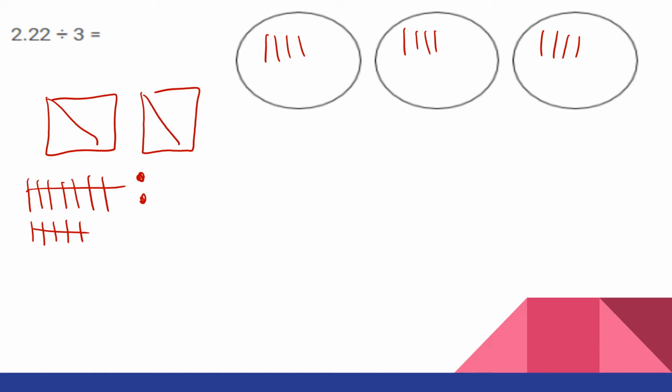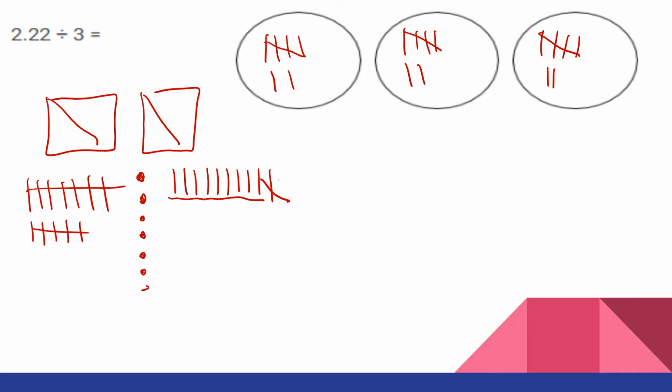Change this into 10 ones, 10 tenths. Well, I know 9 of them. 1, 2, 3, 4, 5, 6, 7, 8, 9. I've got this 10 left. I'll change that into ones. That gives me 12. So 12 hundredths divided by 3 gives 4 hundredths.